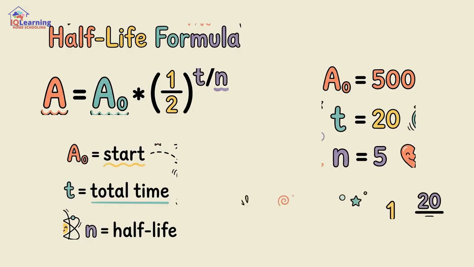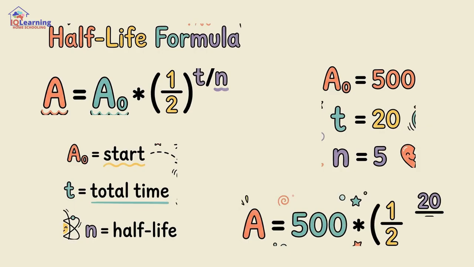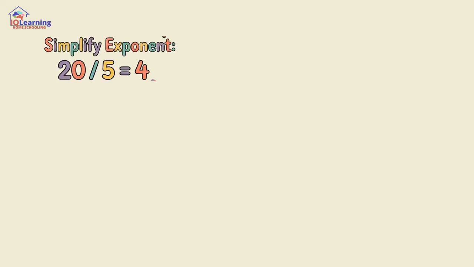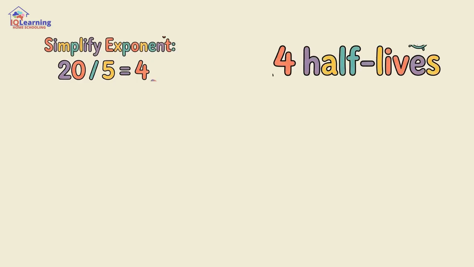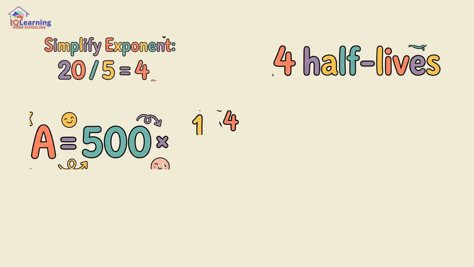Now substitute those values into the formula. A equals 500 times 1/2 raised to the 20 over 5. Next, simplify the exponent. 20 divided by 5 equals 4. That means 20 years contains 4 half-lives. So now we have A equals 500 times 1/2 to the 4th power.